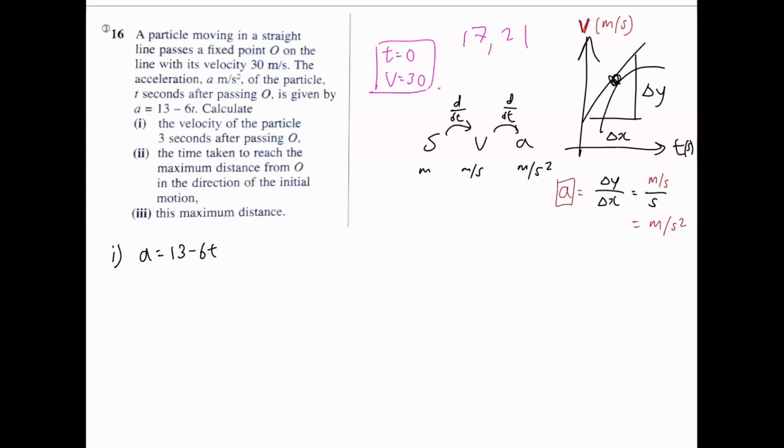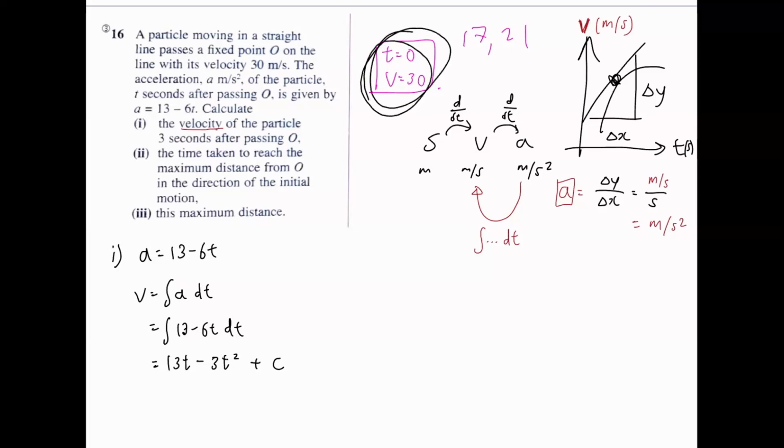Okay, but anyways, back to this one. We start off with acceleration instead. Now you want to calculate velocity. So how do you go from a back to v? Opposite of differentiate, which is integrate. So that means we get v equals integral of a dt. 13t minus 3t squared, because of dividing by 2, plus c. Plus c, very good.